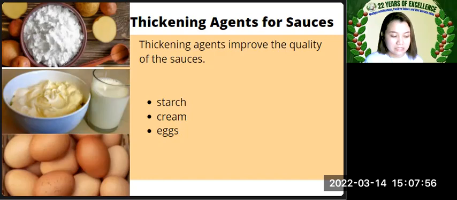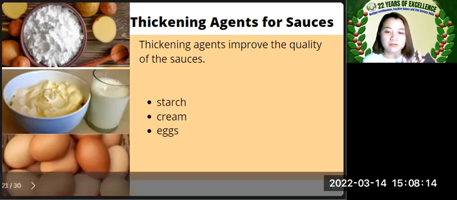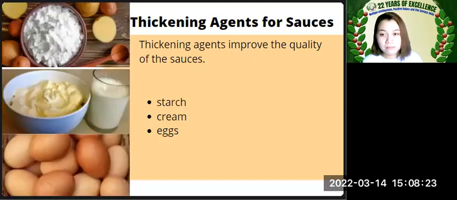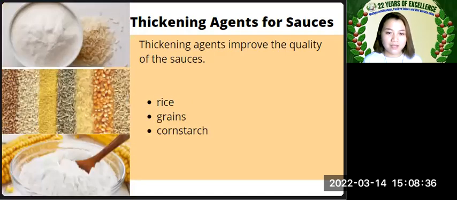When we say sauces and desserts, the consistency is thick. So thickening agents improve the quality of the sauces. The first one is starch. When we say starch, it is any kind of flour. All-purpose flour, we also have rice flour, cornstarch, and what else? The cream. Cream can be milk or the all-purpose cream. Eggs, of course, such as what we use in custard. What thickens it is eggs. What else? Grains, which are already under starches.